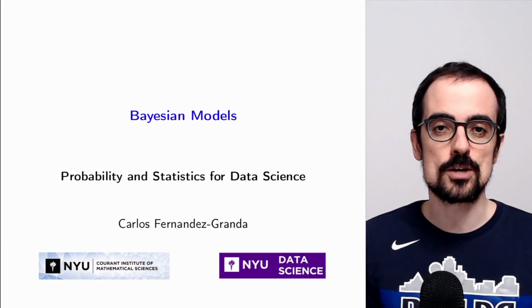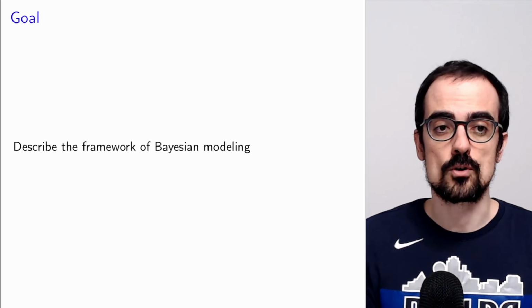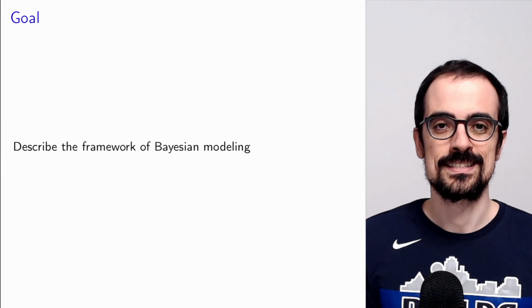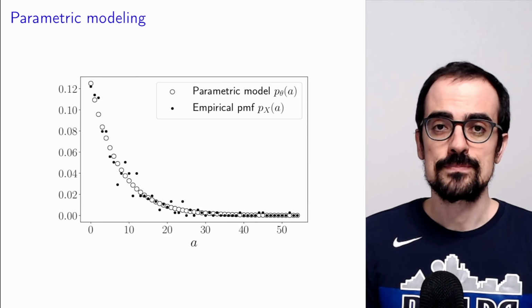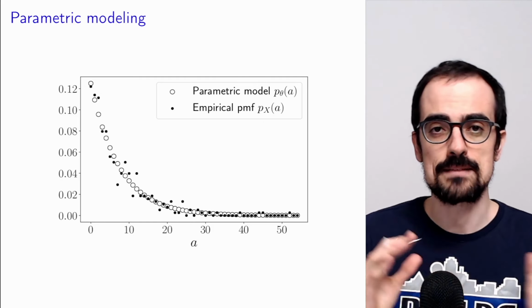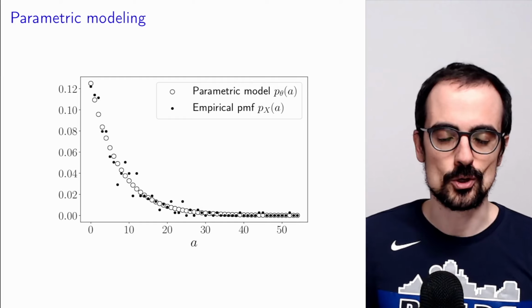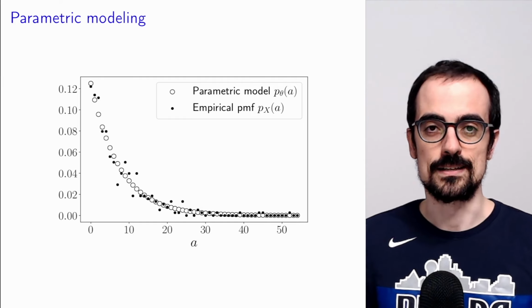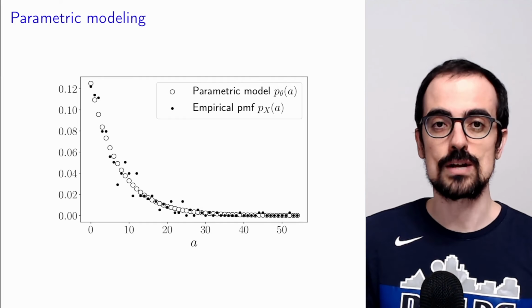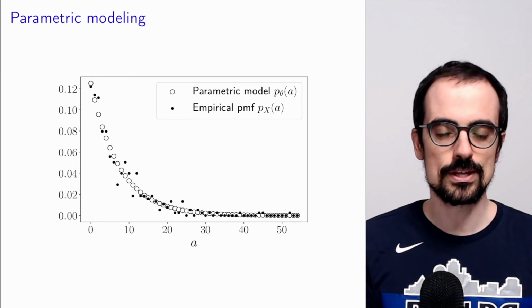Let's take a look. We're going to talk about Bayesian models. Our goal is to describe the framework for Bayesian modeling. Remember that we already discussed the differences between non-parametric and parametric models. Here in this example, in case you don't remember, we were modeling the free throws shot by Kevin Durant. In particular, we were interested in the length of streaks of consecutive made free throws.